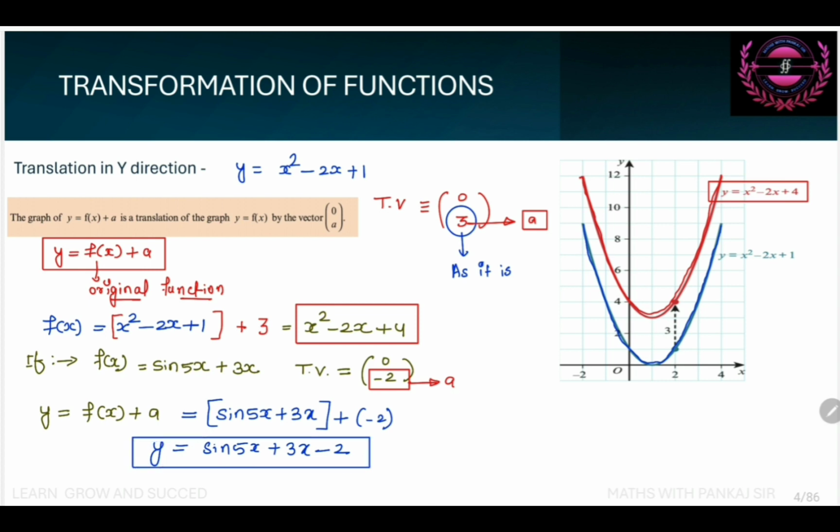In questions on cross transformations, you will do translation in the y direction at the end and translation in the x direction first. Let's move to the next slide.